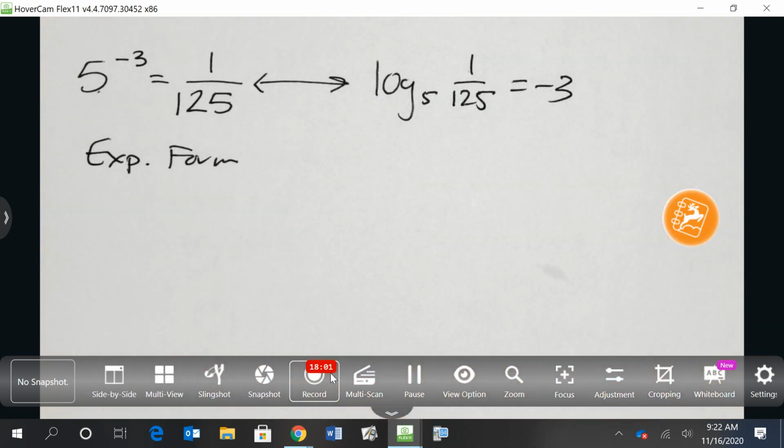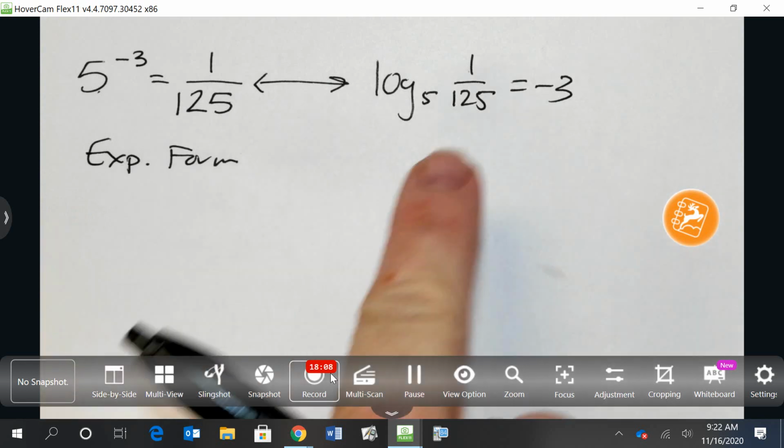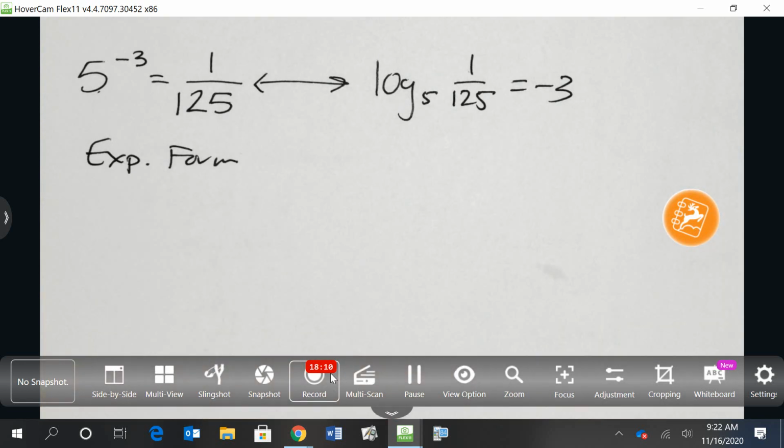Can you go into the chat right now, a thumbs up or thumbs down if, 1, you were able to recognize this was already in exponential form, and 2, you were able to rewrite it correctly in logarithmic form. Thumbs up, thumbs down. Thank you for your honest responses.